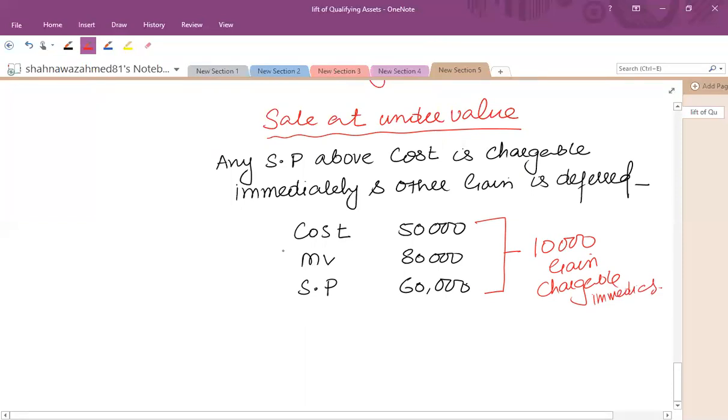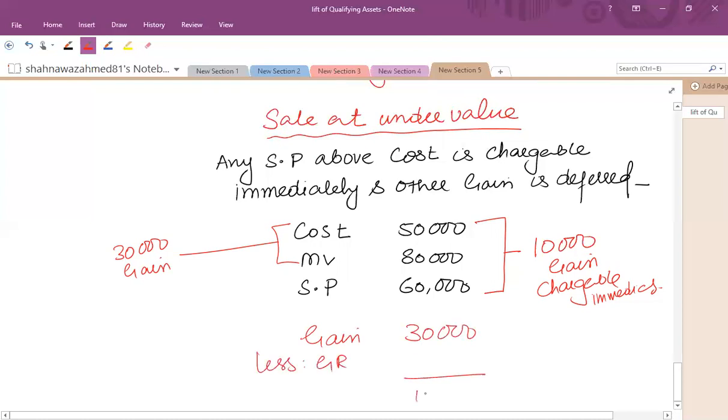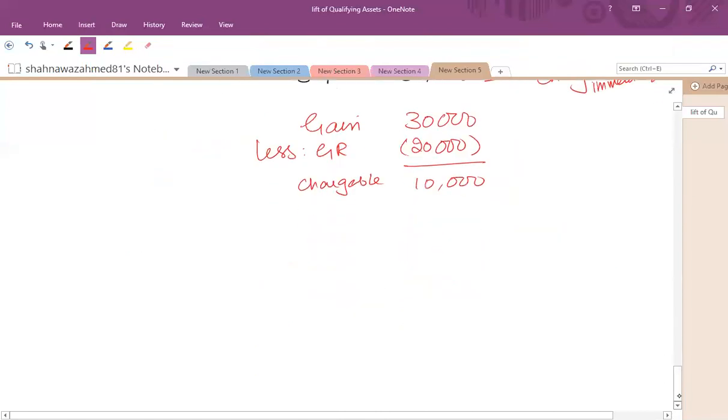And total gain is this one, 30,000 total gain. So total gain is 30,000 minus gift relief. 10,000 is chargeable immediately. So the balancing figure is the gift relief. So gift relief is dependent upon what price has been charged, whether the price is more than or less than that.